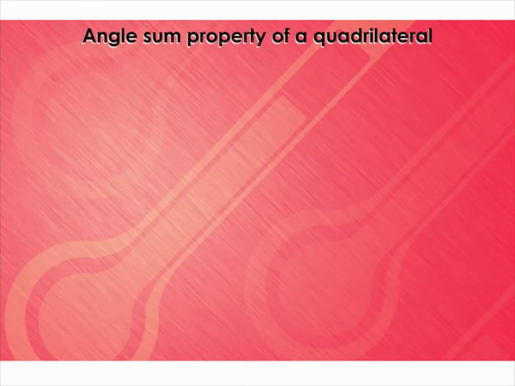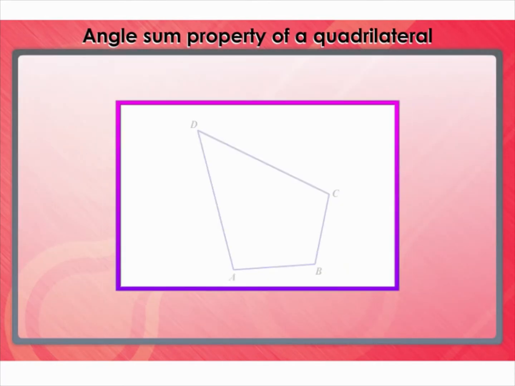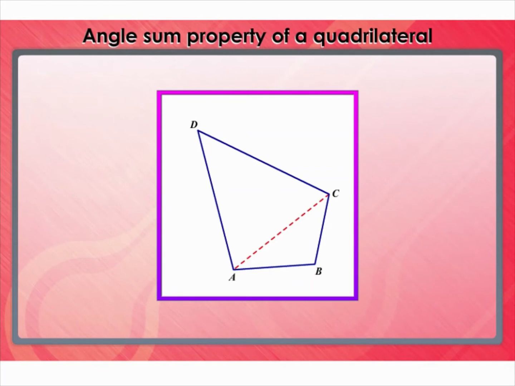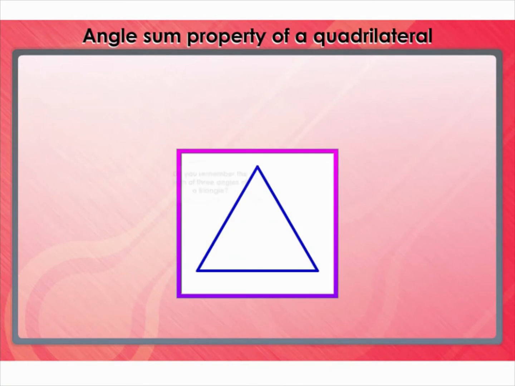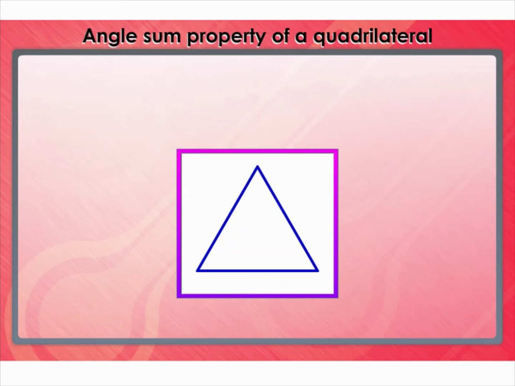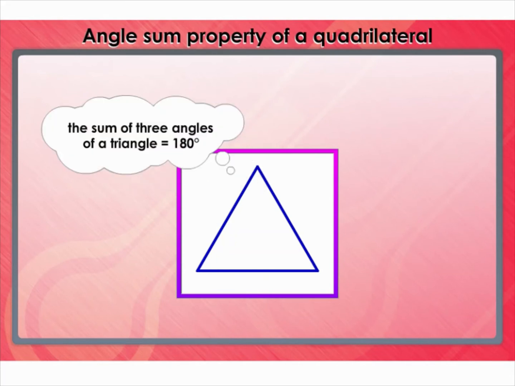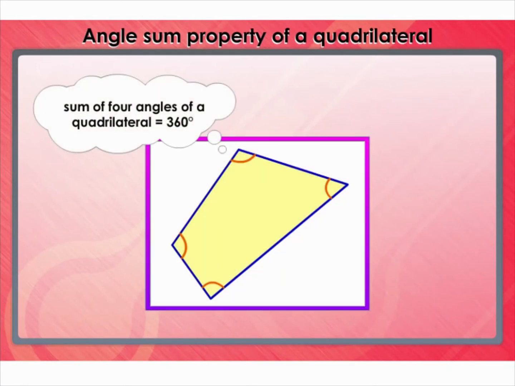Angle sum property of a quadrilateral. Now let's prove a property which holds true for all types of quadrilaterals. Do you remember the sum of 3 angles of a triangle? Yes, it's equal to 180 degrees. Using this property of a triangle, we will show that the sum of 4 angles of a quadrilateral is equal to 360 degrees.